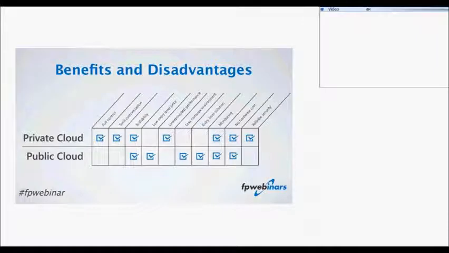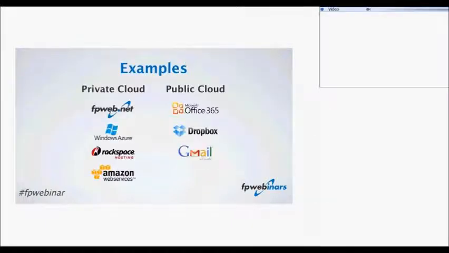And one of the things, too, that we'll actually talk about in a later webinar is the hybrid clouds, which is another good scenario. But one of the things is you're probably wondering what kind of solution providers are out there that offer these services. From a private cloud perspective, Azure is one of the big ones. AWS, which is Amazon Web Services. And from a SharePoint perspective, Fpweb.net.